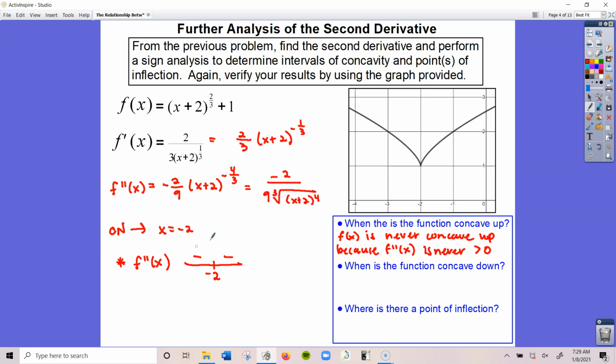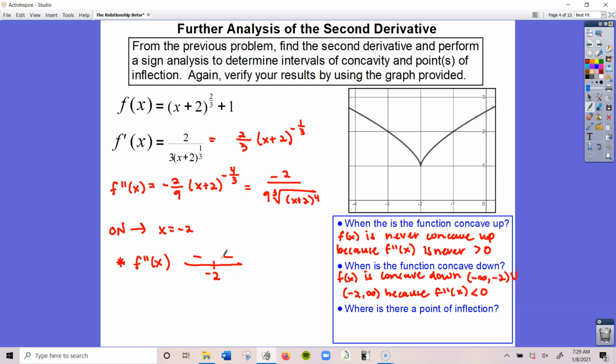Now concave down, the function is only concave down. So we would say f of x is concave down from negative infinity to negative 2 union negative 2 to infinity, because f double prime of x is less than 0. Now, where is there a point of inflection?